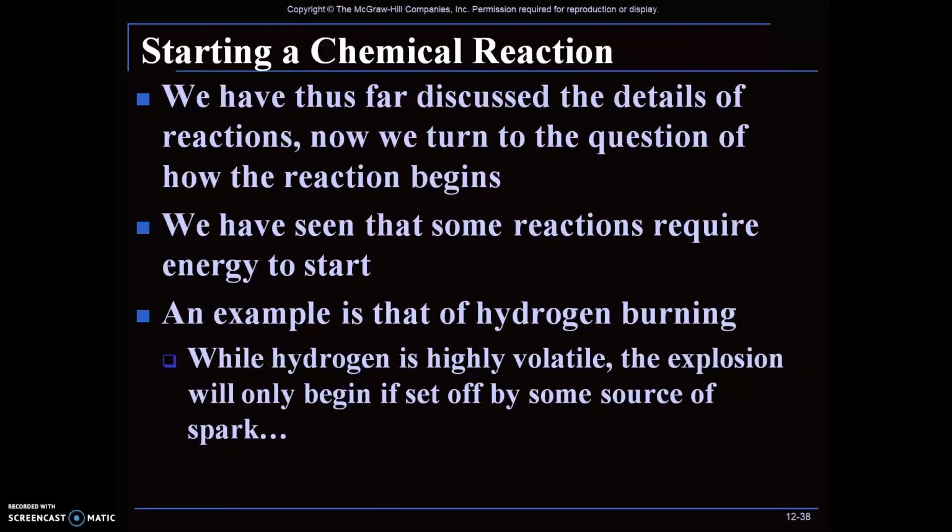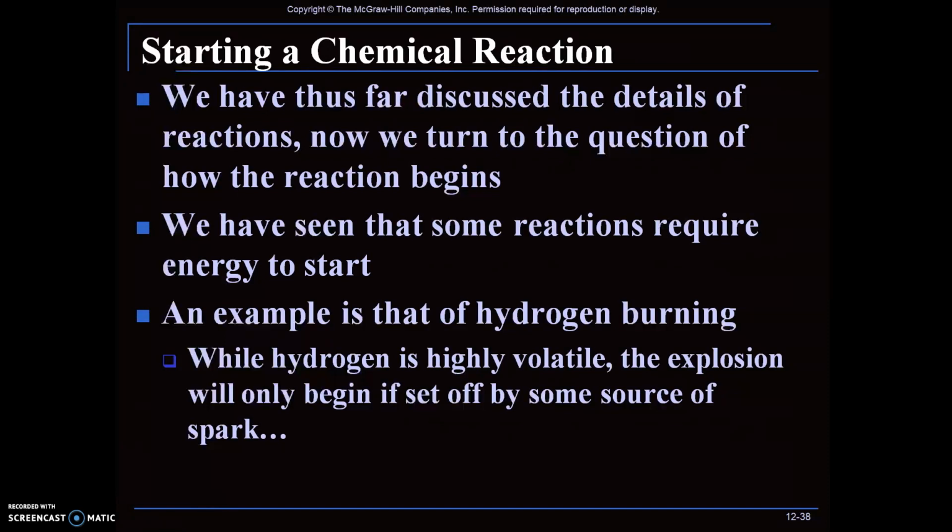We have thus so far discussed the details of the reactions. Now we turn to the question of how the reaction begins. We have seen that some reactions require energy to start, for example, hydrogen burning. While hydrogen is highly volatile, the explosion will only begin if set off by some source of spark. So we have seen that when you're mixing together, you get the energy out. When you're breaking something, then you need the energy.